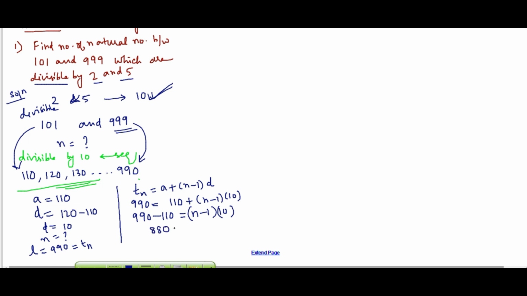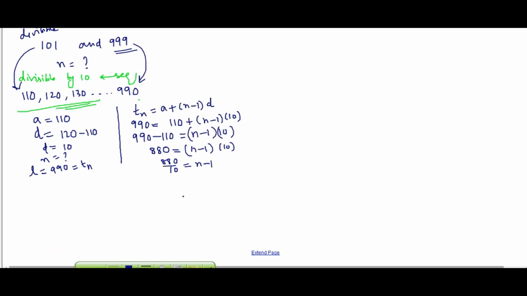880 is equal to n minus 1 into 10. This 10 I will bring down. So 880 by 10 is equal to n minus 1. So what will I get? 0 and 0 cancel. So 88 is equal to n minus 1, or else I can write n minus 1 is equal to 88. N is equal to 88 plus 1.